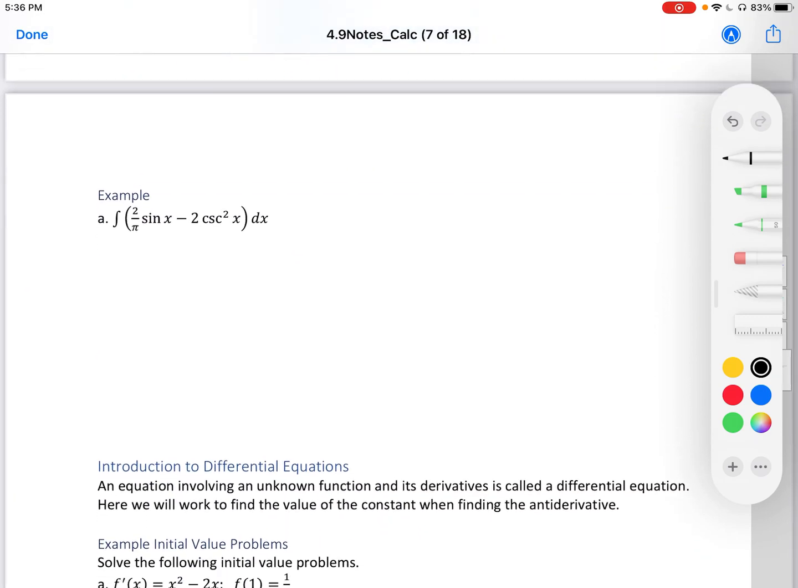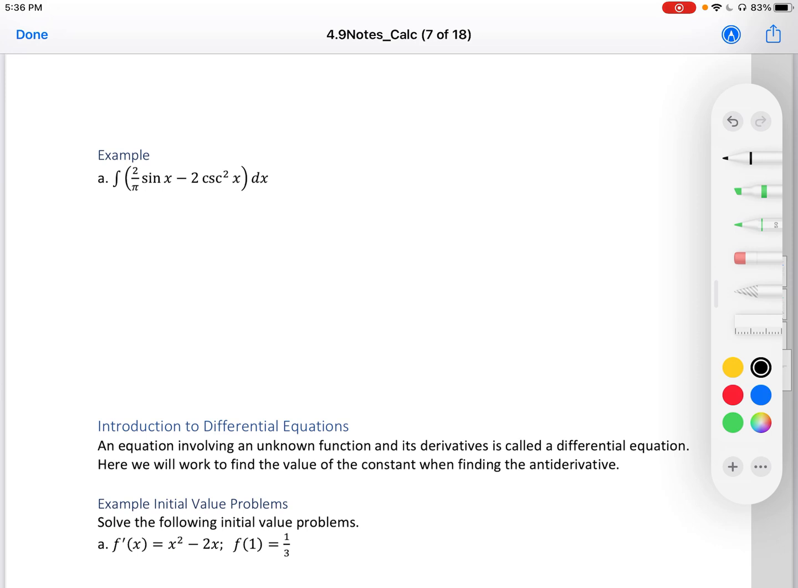All right, and I'll let you try this one on your own. My suggestion here is to go ahead and move your constants out of your integral.